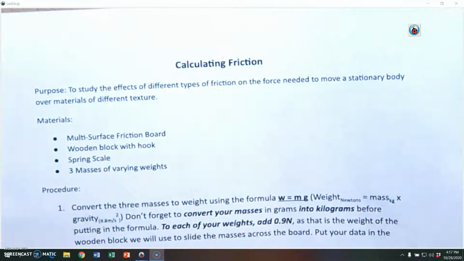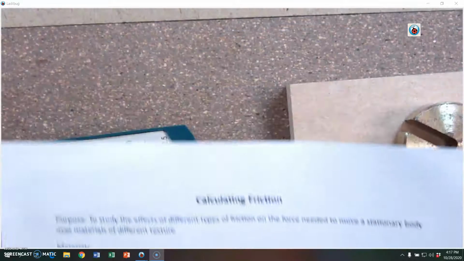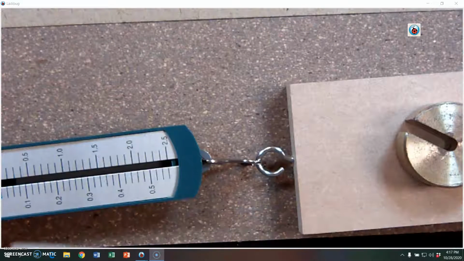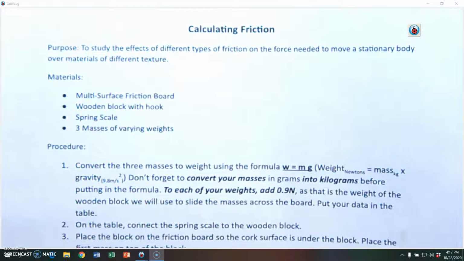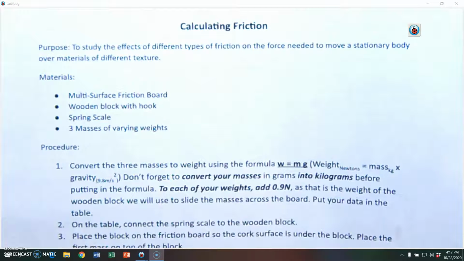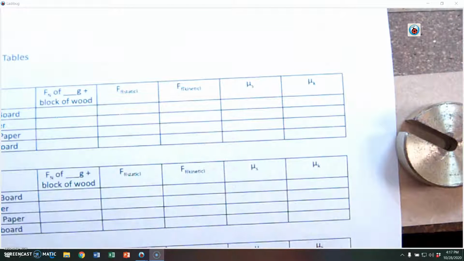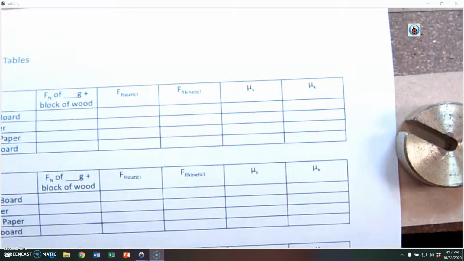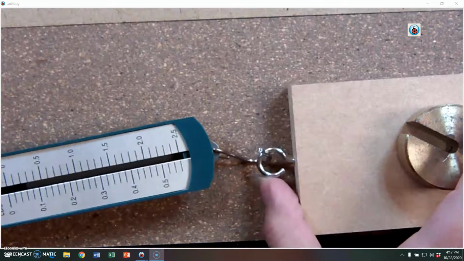On Wednesday, we did a lab where we calculated friction using our surface board. So you should have this paper posted for you to look over, and I'm going to walk you through really quick what we did. Then I put our data in a Google Sheets, and all we need you to do is take the data that we put in there, do the calculations, and answer the questions at the bottom.